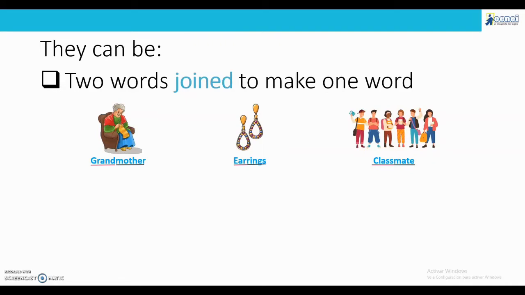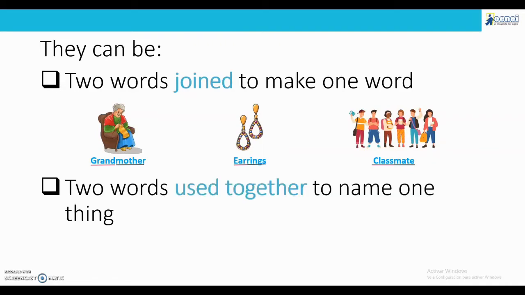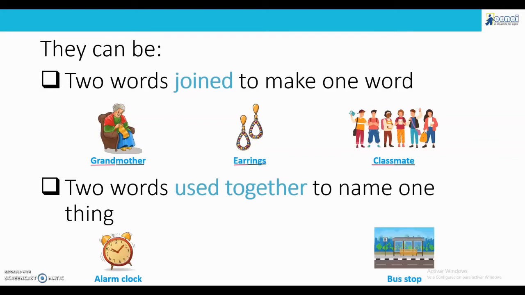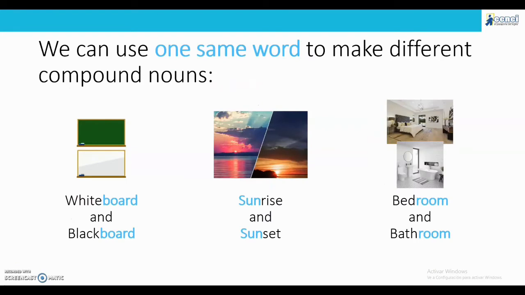However, compound nouns can also be two words used together to name one thing. For example, alarm clock and bus stop. We can use one same word to make different compound nouns, like for example, whiteboard and blackboard, sunrise and sunset, and bedroom and bathroom. For example, here the word that is repeated is sun, and the meaning of the word will depend on the second word, in this case rise and set.